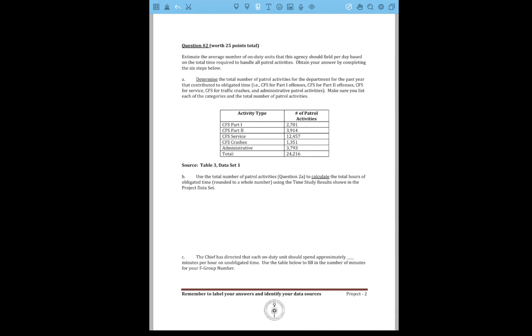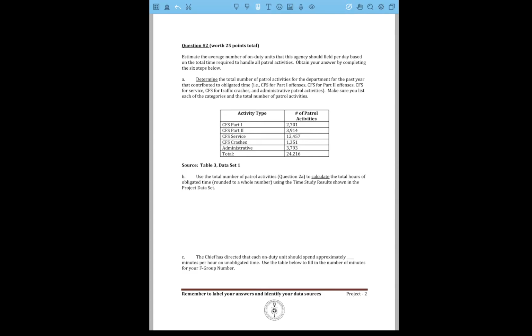And it says using the time study results shown in the project data set. So once again, you're going to have to go to your project data set and get some information from that data set, and you're going to have to sort through a lot of information to figure out what time you actually need for this time study result.